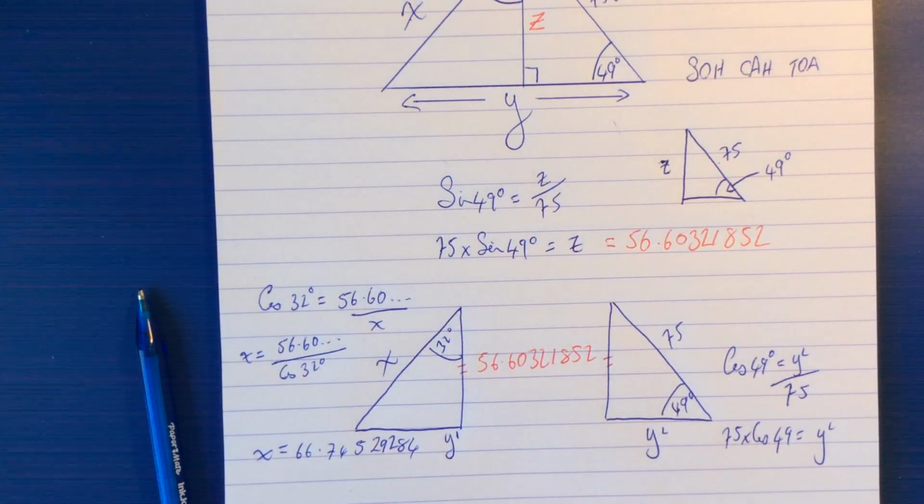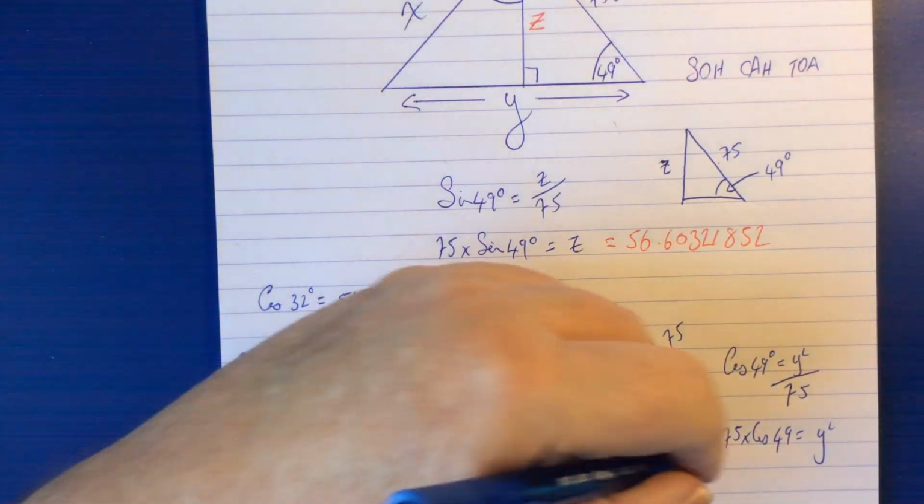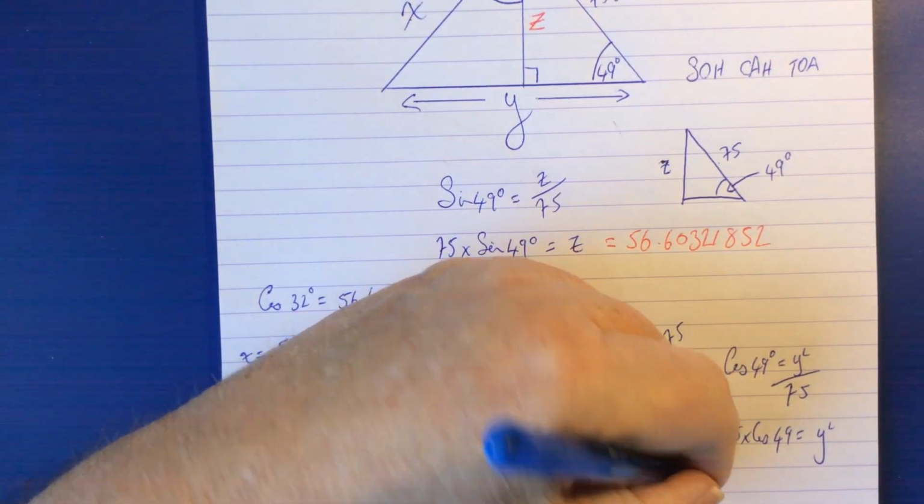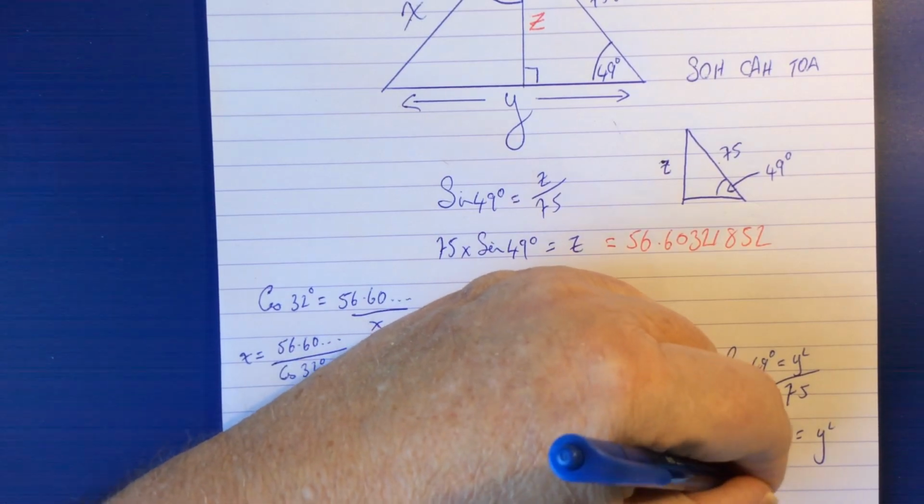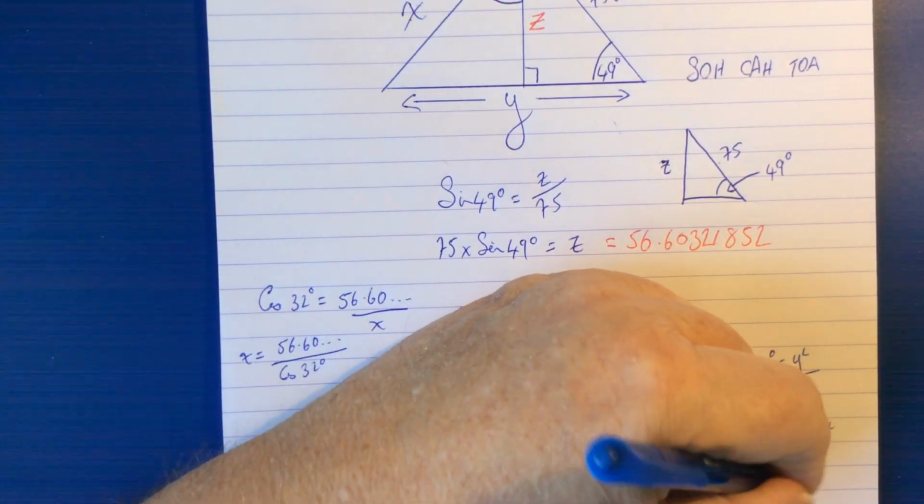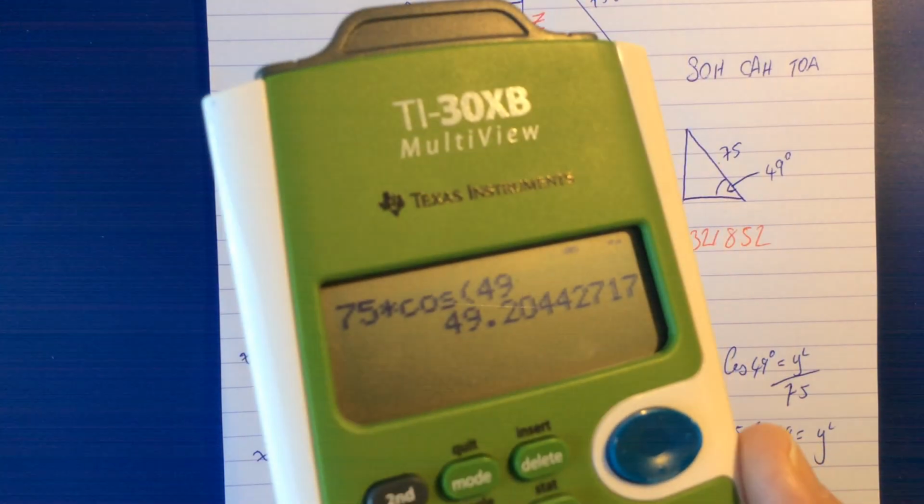Right, let's find that. So 75 times the cosine of 49 degrees. That is equal to 49.20442717. Again, there you are.